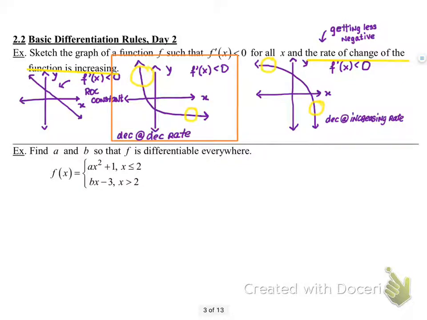Your rates are getting, I want to say more positive. That's not true. Your slopes are getting bigger. Yeah, bigger. Because -1/5 is a bigger number than -5. Whew, that was hard for me to verbalize. Okay, moving along.